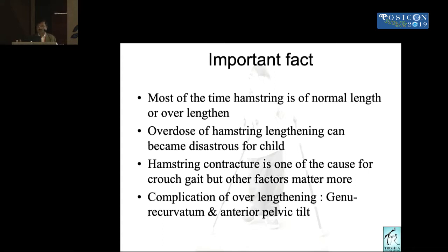Hamstring contracture is one of the causes of crouch gait, but other factors matter more. Crouch gait can occur because of many more factors, like lever arm problems and problems in the foot, and tibial derotational osteotomy can be done afterwards. Complications of over-lengthening are genu recurvatum and anterior pelvic tilt.